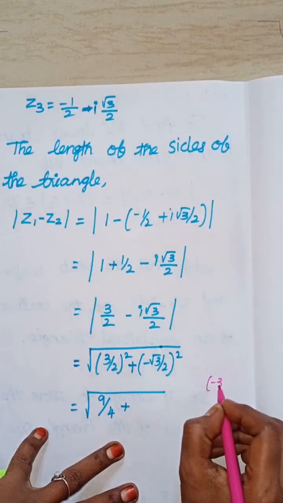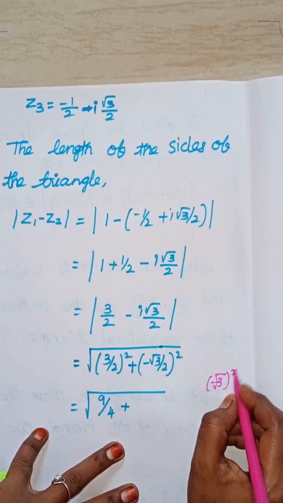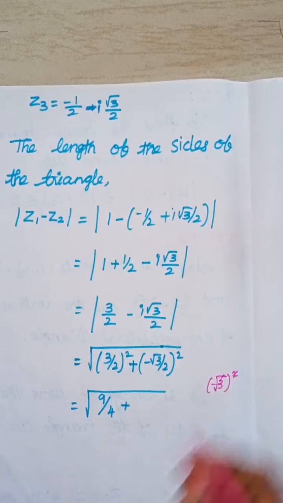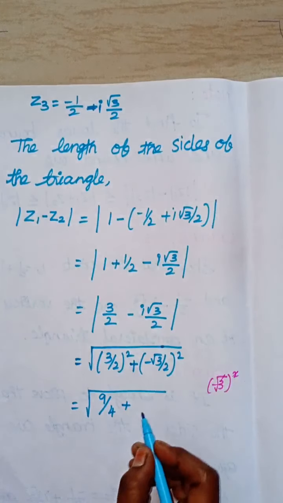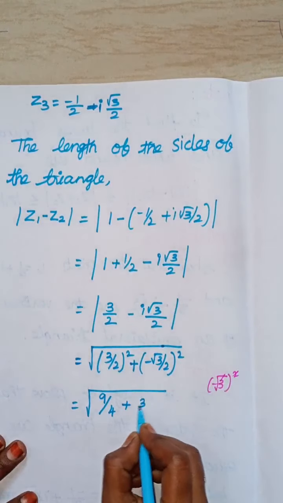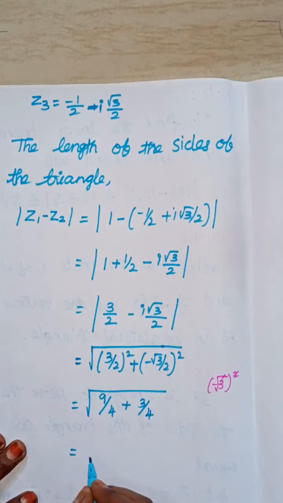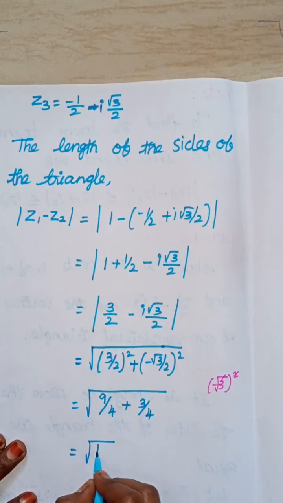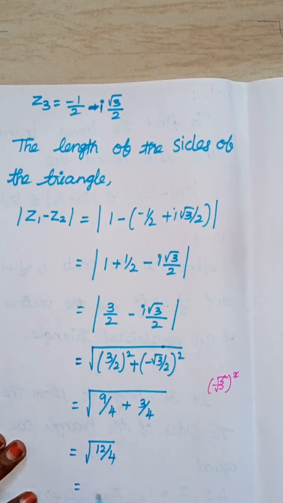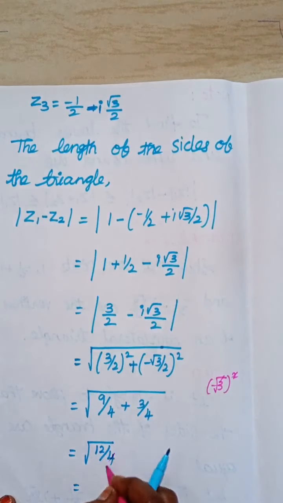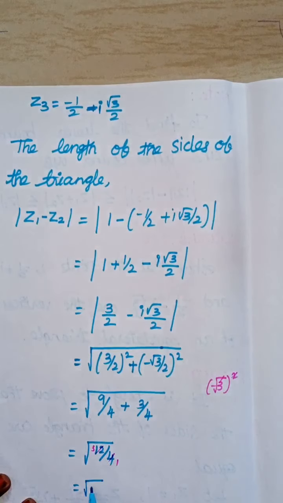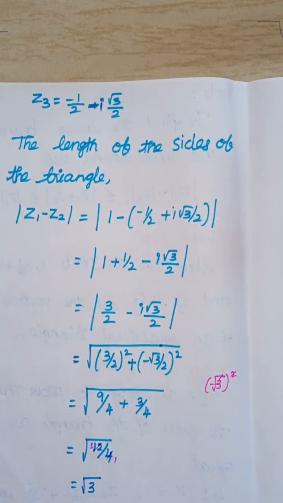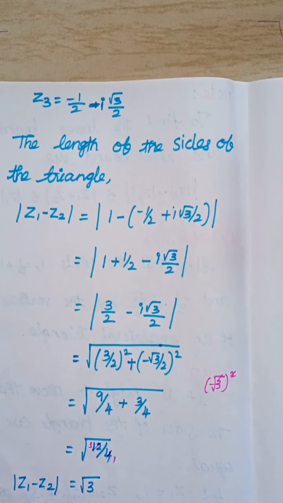Am I right? Minus root 3 square, square and root get cancelled. Minus into minus is plus. So finally we got only 3 divided by 2 squared, which is 4. That is equal to square root of (9 plus 3) is 12 by 4, which is equal to, 1 4 is 4, 3 4s are 12. Now, square root of 3. What is it? Modulus of Z1 minus Z2 is equal to square root of 3.